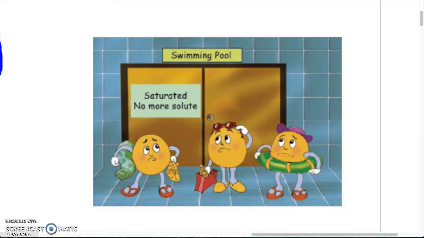When you add a spoonful of table salt to a glass of water, it dissolves rapidly. As you continue to add more salt, however, there comes a point when it no longer dissolves. Instead, it collects at the bottom of the glass even after stirring. As you can see in the example on the picture, the swimming pool is really full, and we say that it's saturated, and that no more particles of solute can be added to the swimming pool. That's why these three particles need to wait until some go out.